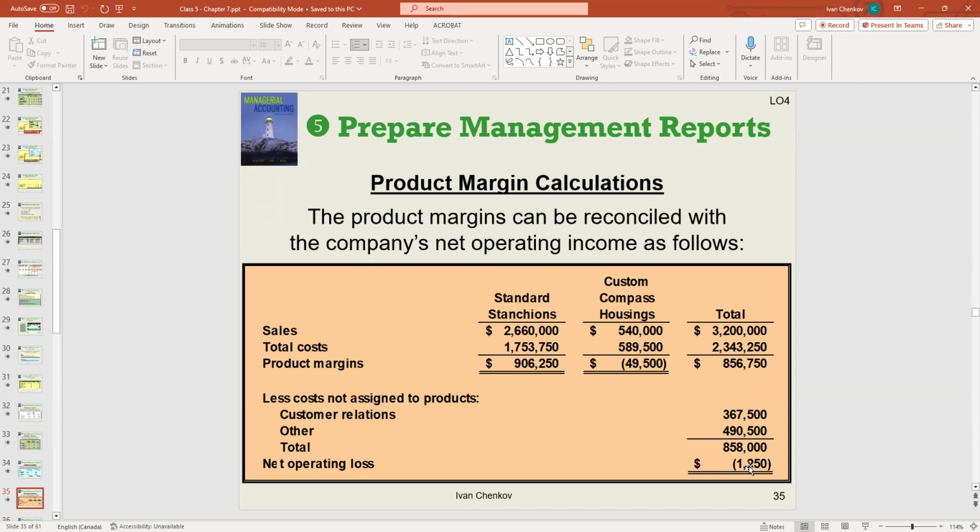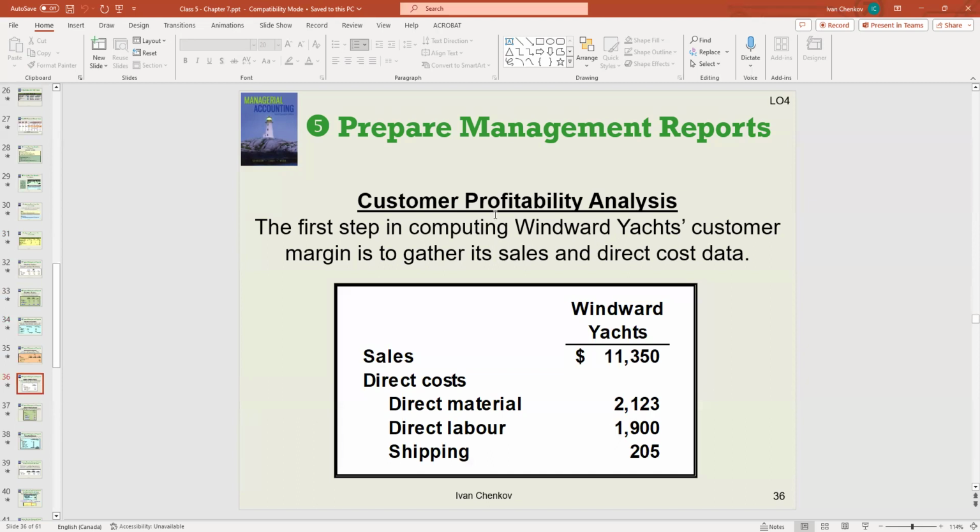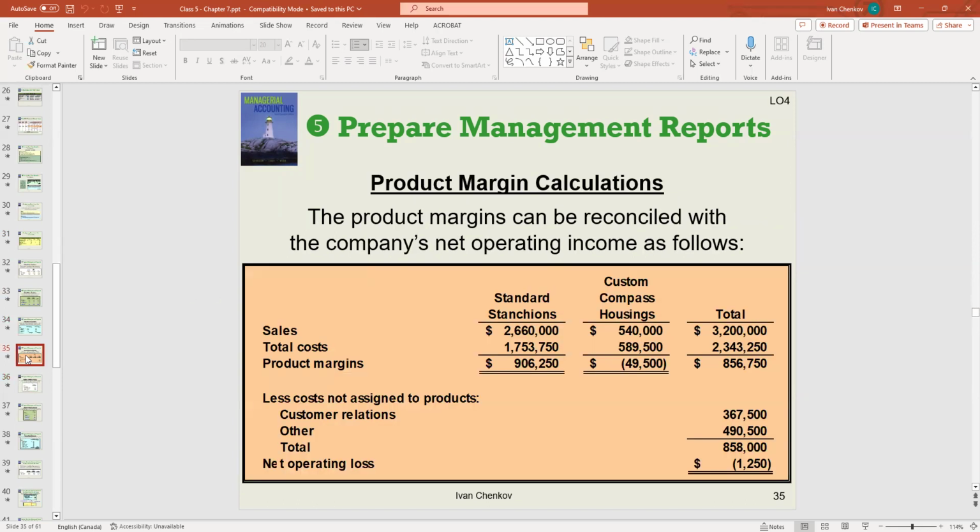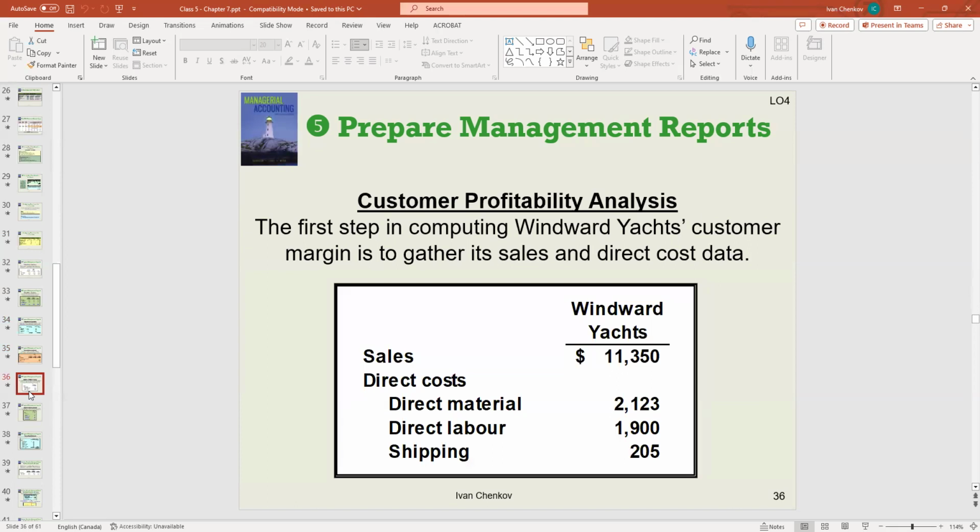However, now we have a better understanding of the two divisions in our company and how much they contribute to the company. So here we can clearly see that if we eliminate the Compass housing division, our problem is solved. So that's for the company. Let's see what happens with the client.